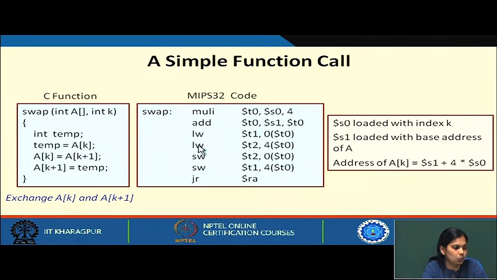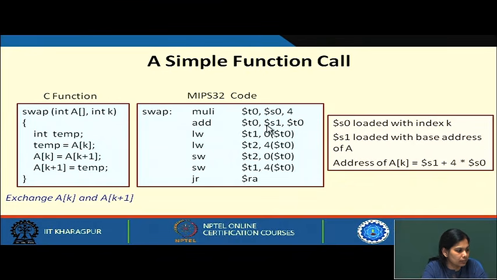Then we load the two words. We load the two words and store them in two registers, T1 and T2. So, 0 of T0, where T0 holds the base address of A.